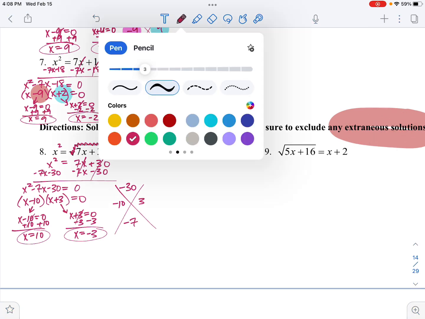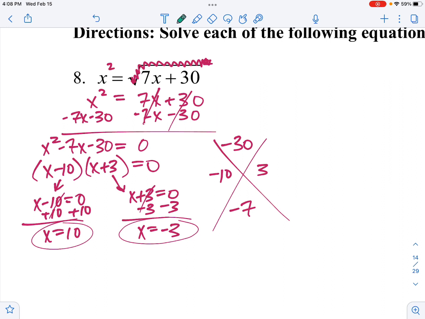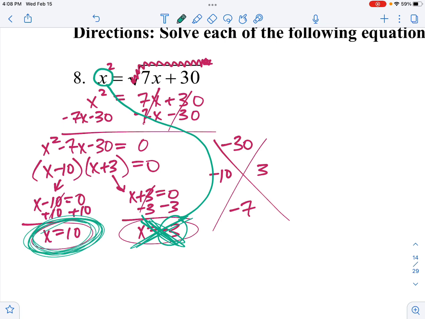What that means is kind of annoying, but when you get a negative answer, if you take this number and plug it in right here, that makes the non-square root side of the problem negative. And a square root, you guys, it can't equal a negative number. So we do not use this answer. We only use this one. Okay, so watch out for that. When it says extraneous solutions, do that.